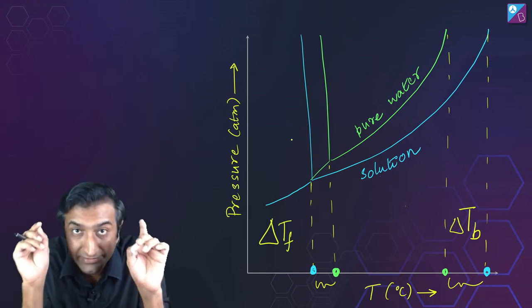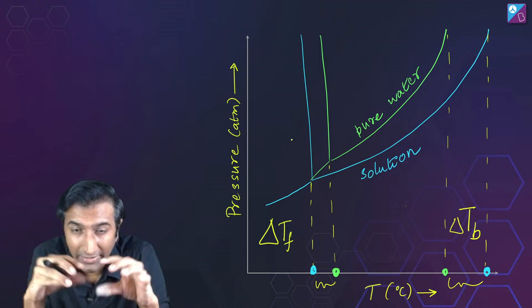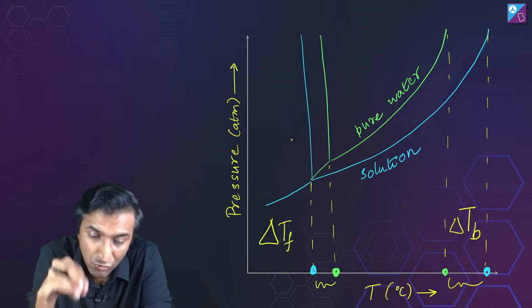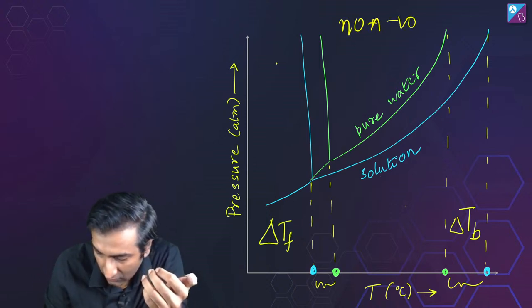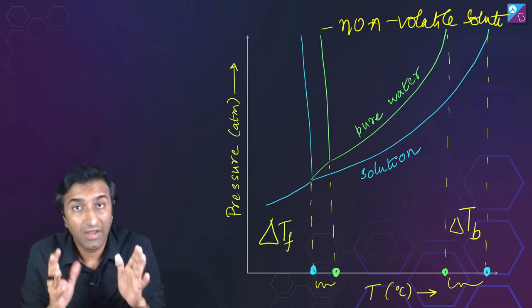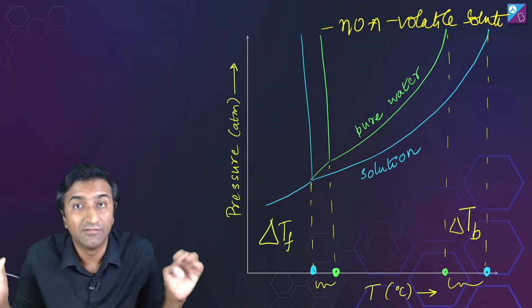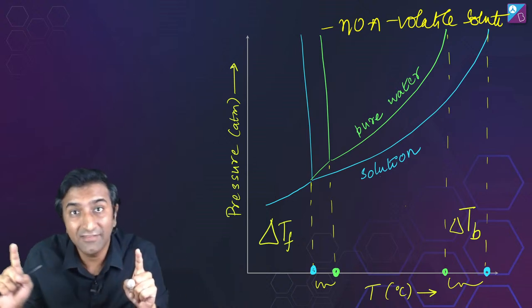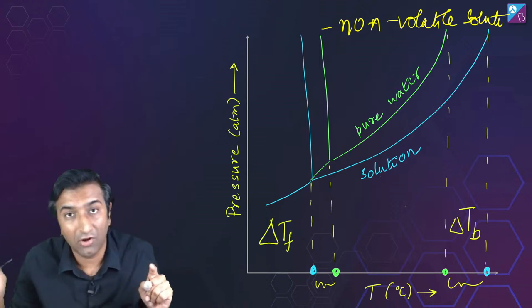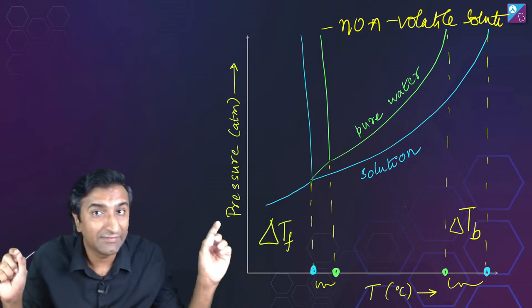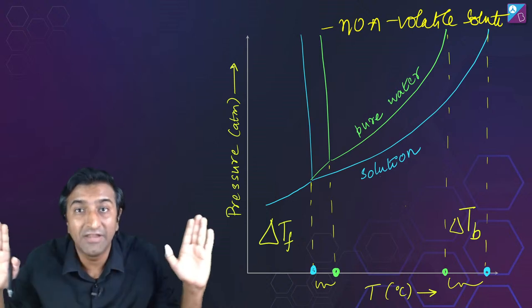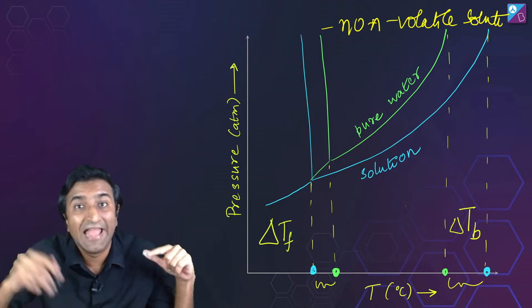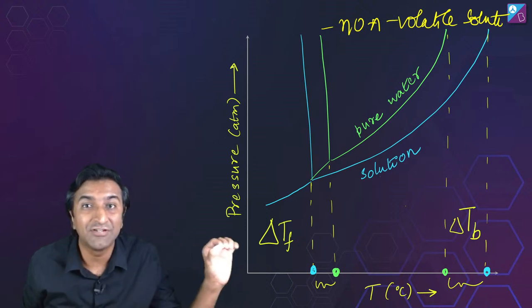Dekho, pure water is a green line, which means ki isme paani aur kuch nahi hai. Main paani mein jaise hi kuch non-volatile solute daal raha hoon, so I am adding a non-volatile solute. What does it do? It disturbs water and pushes the boundary of water on both sides. What does that mean? Pani stays as water on the liquid-gas boundary. It also stays as water on the liquid-solid boundary, which means ki dono temperature jo hai, they get pushed out. So there's an elevation in boiling point and there's a depression in freezing point.